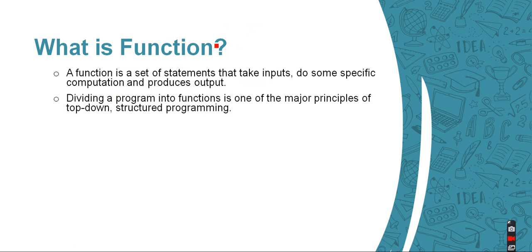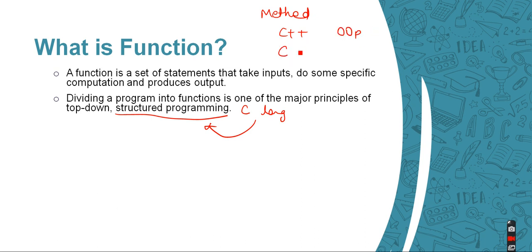Okay, so why do we use functions? Dividing a program into functions is one of the major principles of top-down structured programming. In our previous class, we learned that C language is a structured programming language, meaning in a structure, this is the method we use to write our program. C++ is OOPs, meaning object oriented programming, and C is a structured programming language. But we also use C++ as structured programming as well as with OOPs concepts. We haven't learned about OOPs yet, so we are going to create our functions using structured programming.